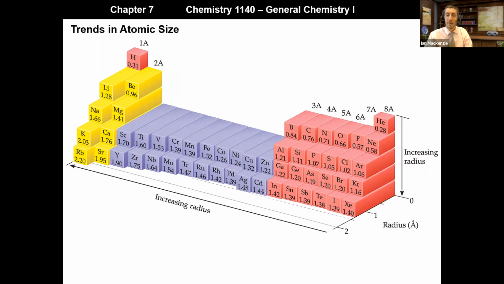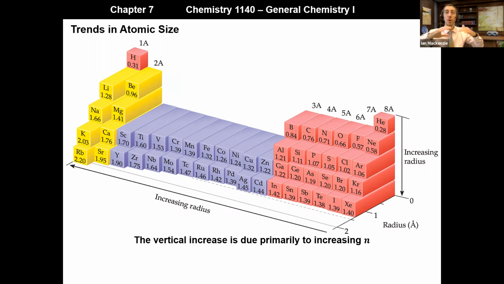Probably the easiest one is, why does the size increase as we go down the table? Well, that can be assigned simply to the fact that we are increasing n, or the principal quantum number, or the energy level, as we go down the table. Remember, we're getting to a new energy level of orbitals that we're filling, and each new energy level is farther away from the nucleus. So if the electrons are farther away from the nucleus, then naturally the radius of the atom is going to increase.